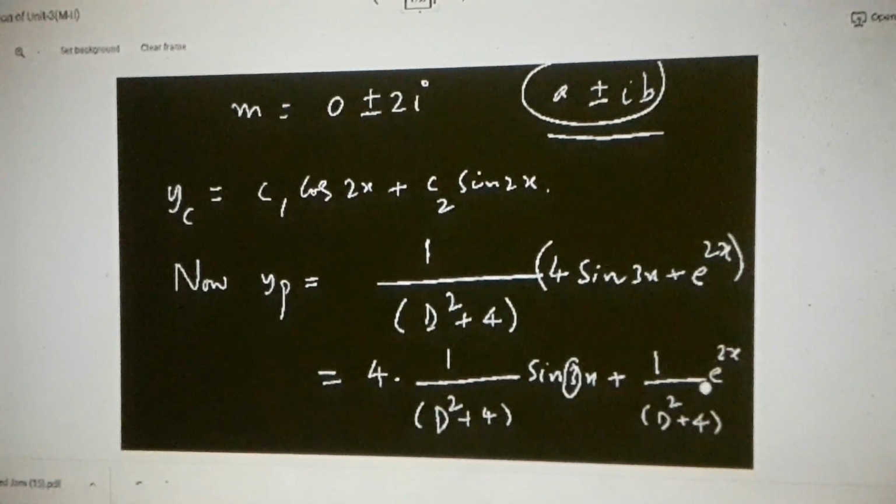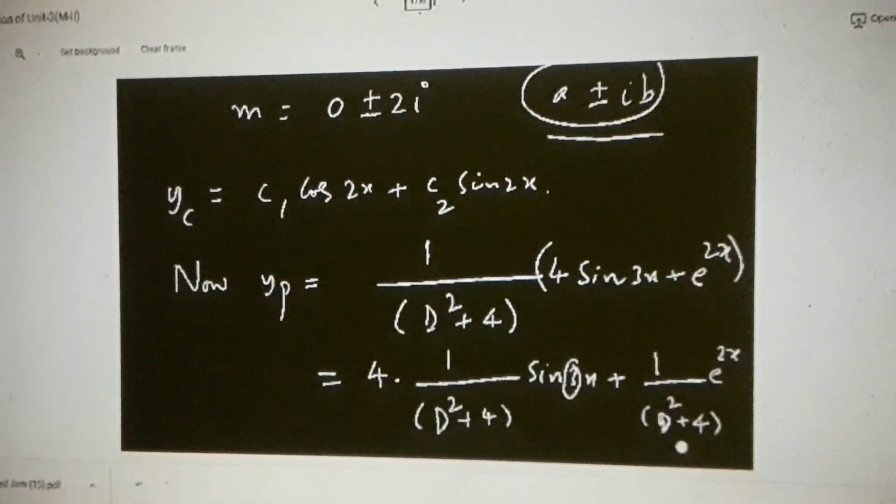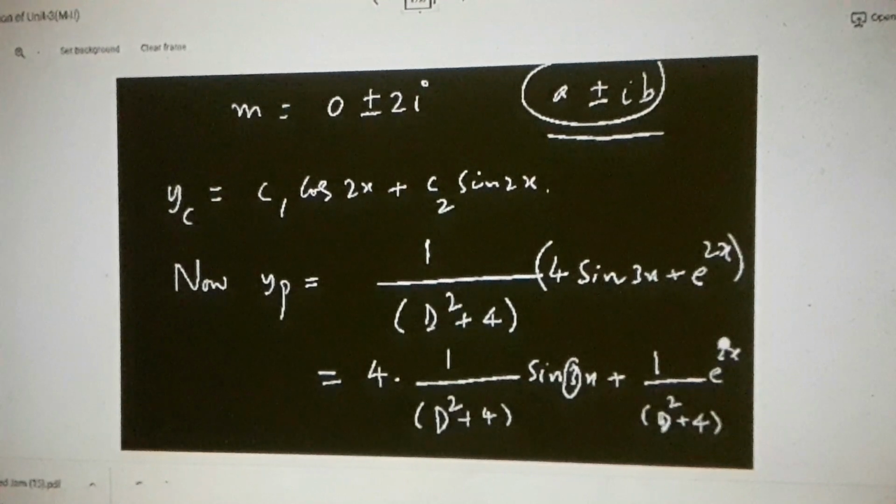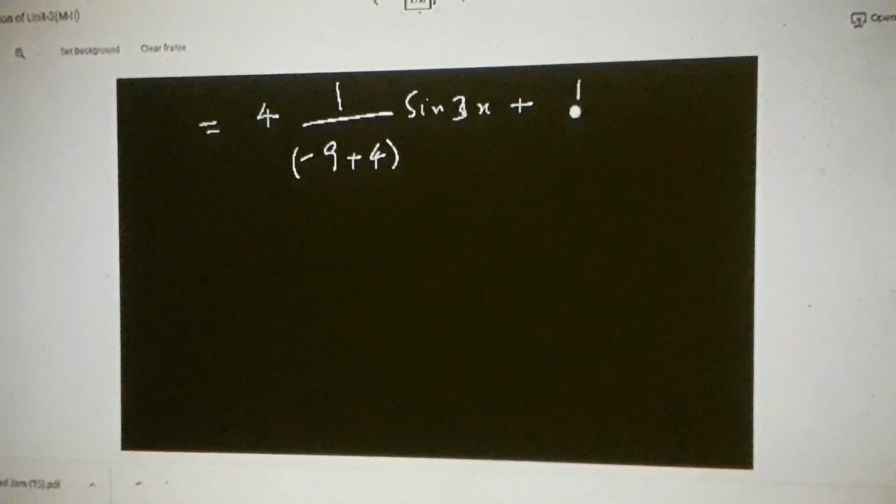Now here also there are two cases, normal case and special case. When the denominator becomes 0, that is the special case. When it is not equal to 0, that is a normal case. So you substitute 2 in the place of D. The working method for exponential is that the number will just be substituted in the place of D. So if you substitute 2 here in the place of D, you will get 1 by 2 squared plus 4 of e to the power of 2x.